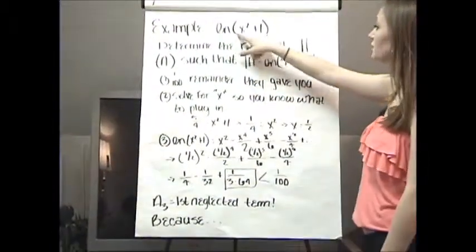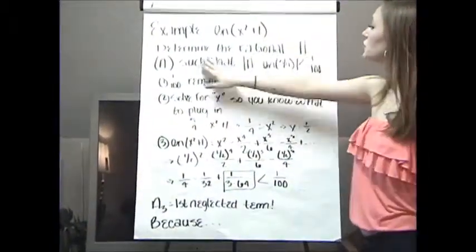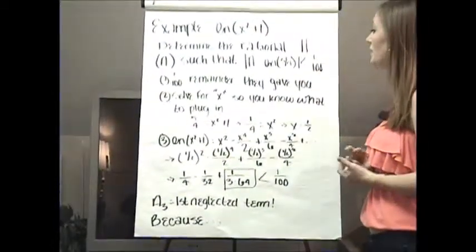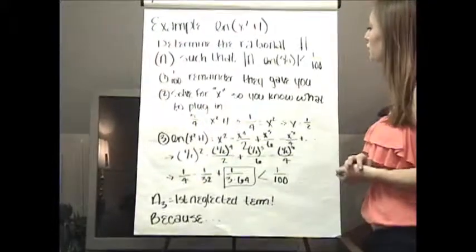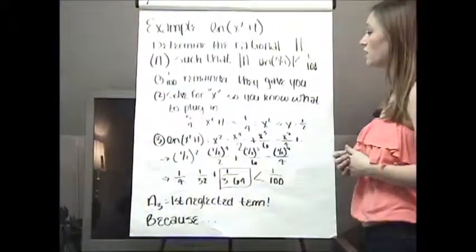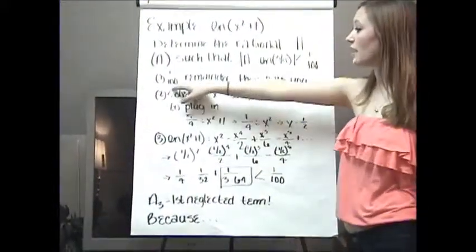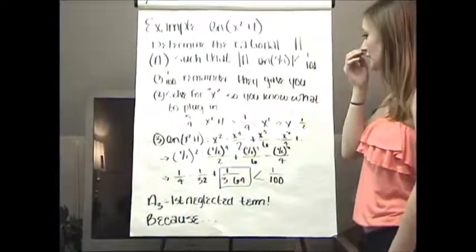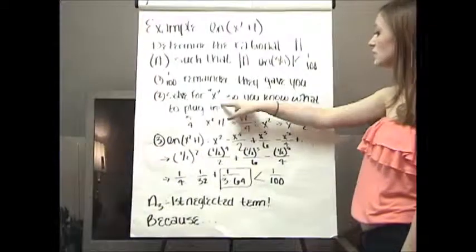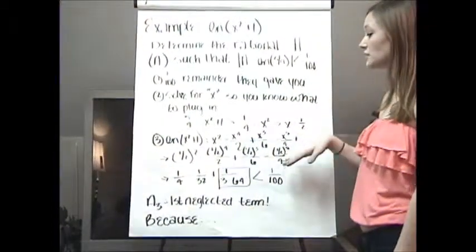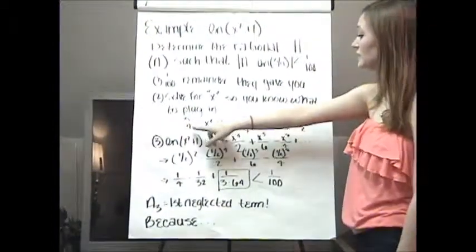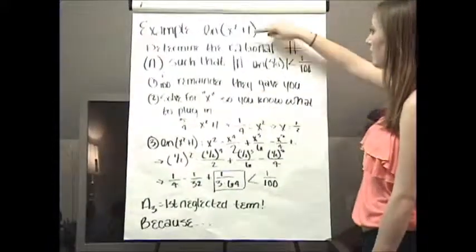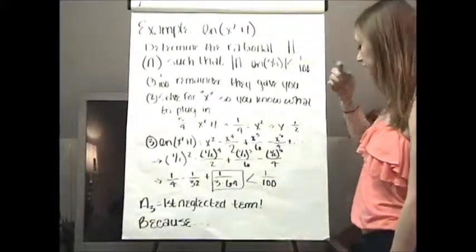So for example, natural log of x squared plus 1. Determine the rational number A such that the absolute value of A minus the natural log of 5 over 4 is less than 1 over 100. So the first thing you look at is 1 over 100 is the remainder that they gave you. The second thing you have to do is solve for the x so that you know what to plug in to get your fraction. So in this case, 5 over 4 is equal to x squared plus 1 when you look back at both of the problems they gave you.